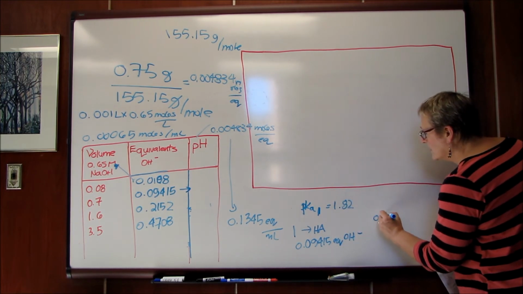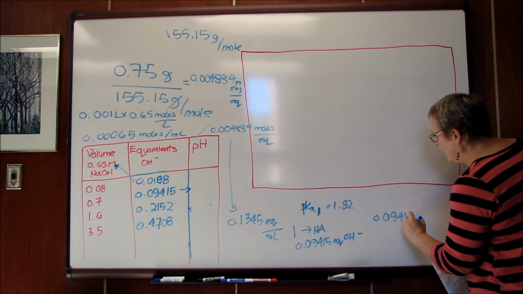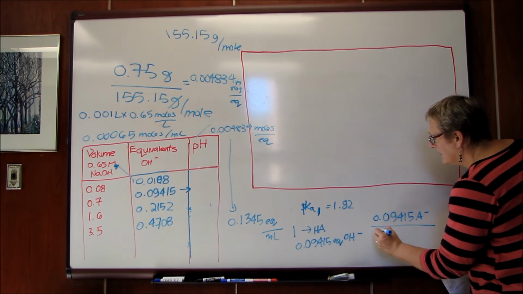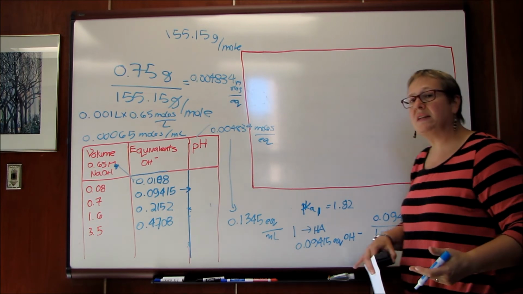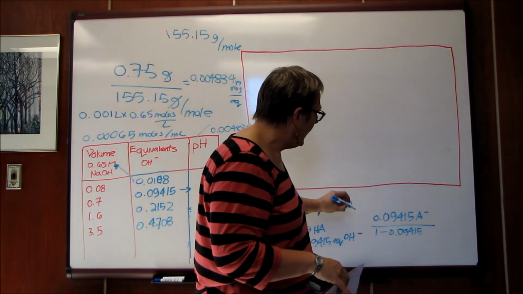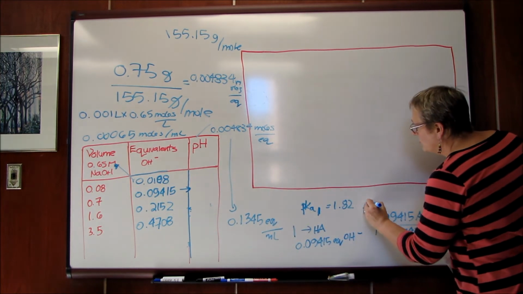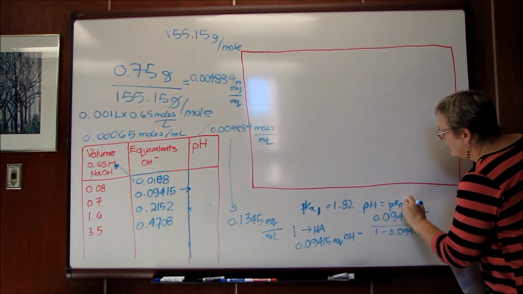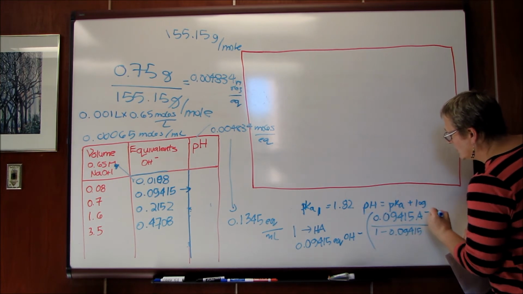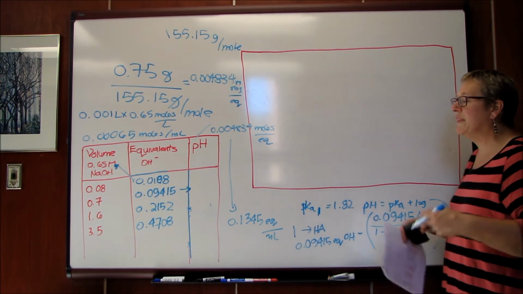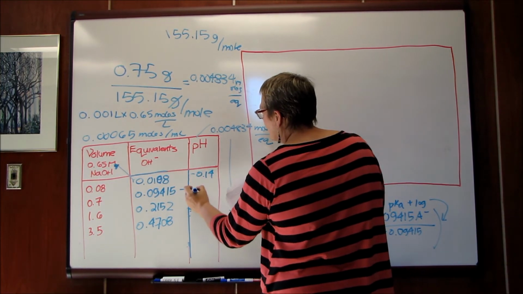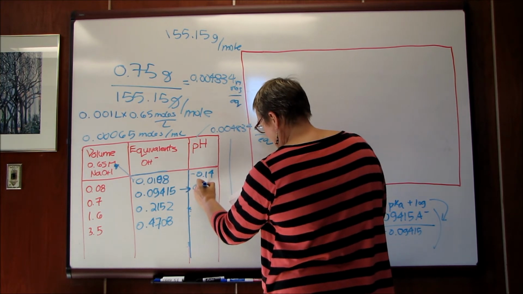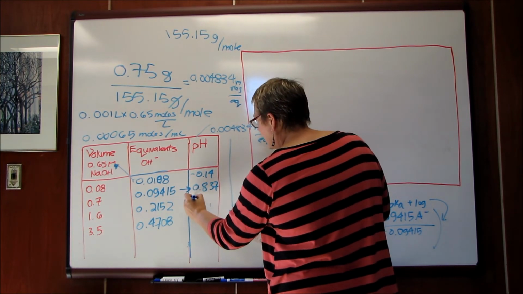So what I have now is 0.09415 A minus and a little bit less of HA, whatever 1 minus that is. Okay? And this allows me to put this into the Henderson-Hasselbalch equation and solve for pH. So pH would be equal to pKa plus the log of A minus over HA. We solved that for all of our points. Now the first one gave a negative number, essentially 0. This gave 0.837, and we worked up from there.